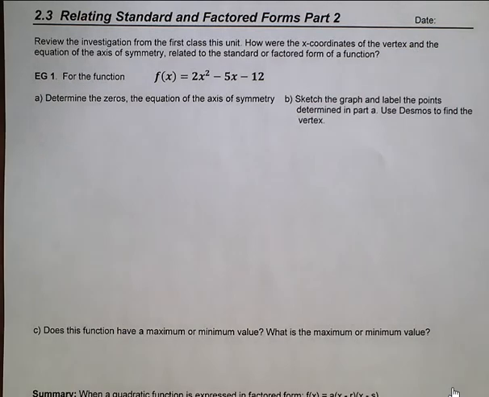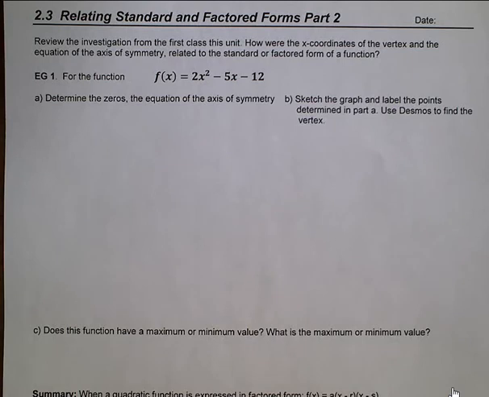Okay, we are in the last lesson of this week, for week 3. We're going to relate the standard and factored forms again, so this is part 2 of the lesson. What I'd like you to do is take a moment to review the investigation from the first class in this unit. How were the x-coordinates of the vertex and the equation of the axis of symmetry related to the standard or factored form of a function? So pause the video and take a look.